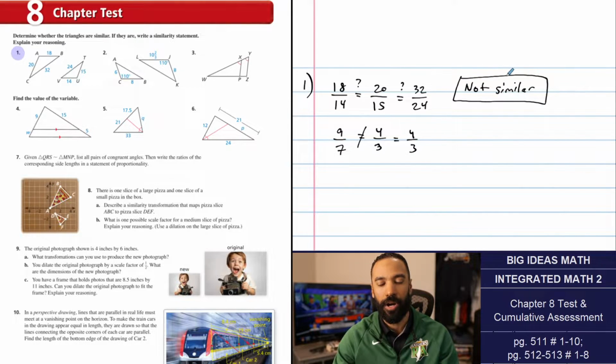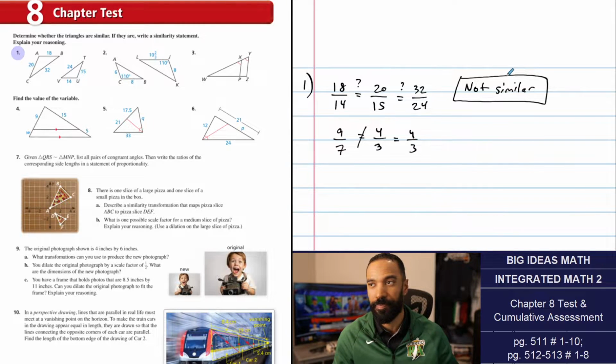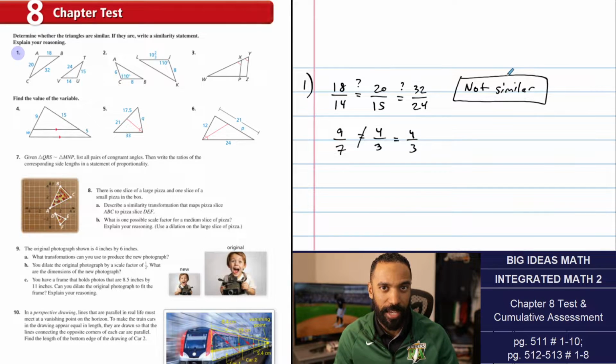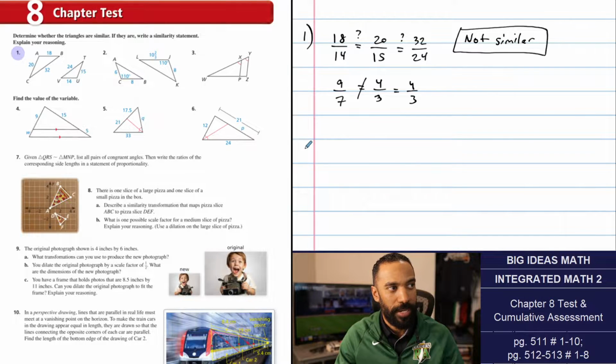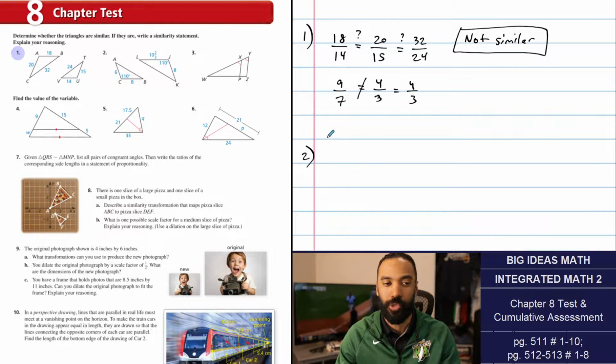Now, if these were all in proportion, if they all shared the same similarity ratio, these triangles would be similar by what's called the side-side-side similarity theorem. If all three sets of sides are similar, are proportional, then your two triangles are similar.